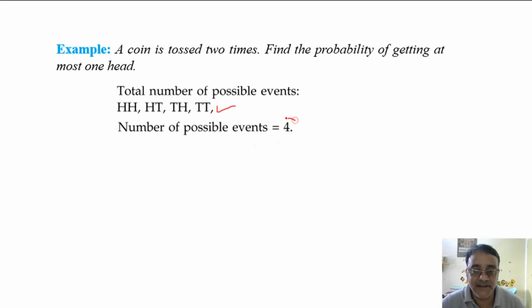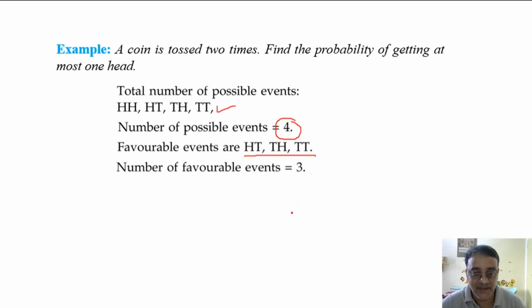Number of possible events is 4. Total number of possible events. And favorable events are these 3. So that means number of favorable events is 3. So required probability is 3 by 4.